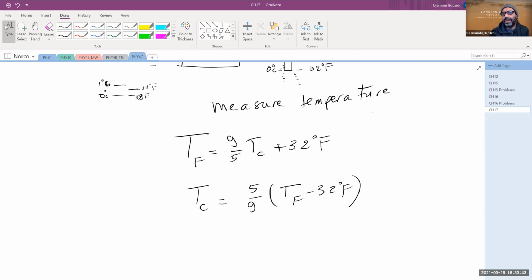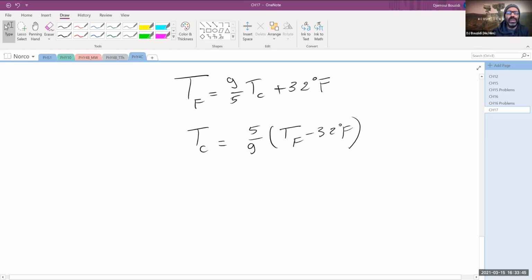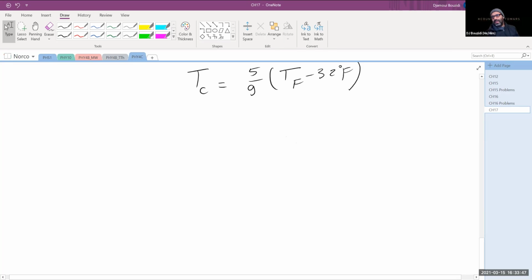So this is basically the point that has to do with the conversions. I mean, this whole chapter is really kind of fun a little bit, okay, because it doesn't have a lot of integrations and stuff like that for you guys to worry about.